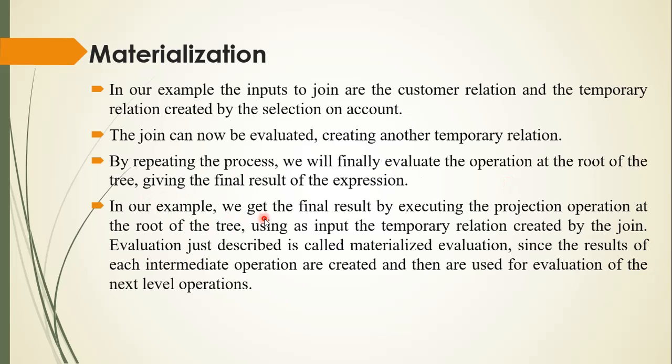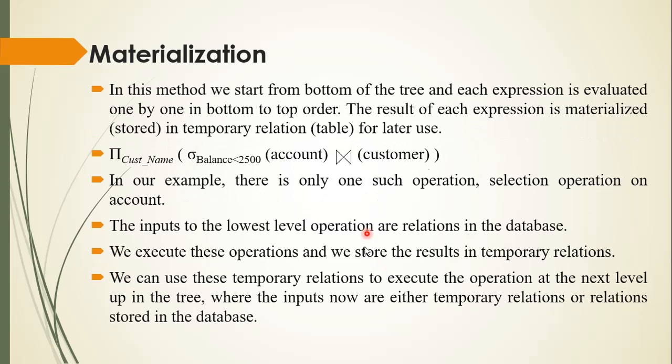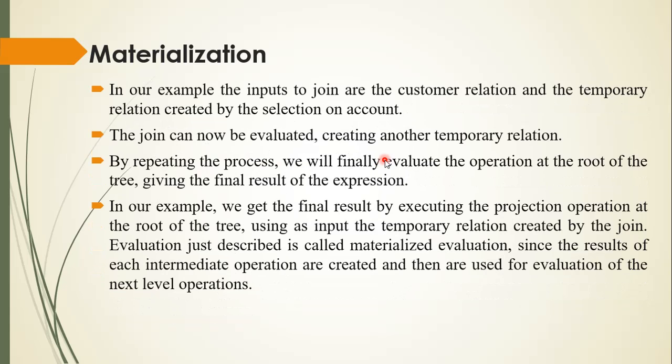In our example, we get the final result by executing the projection operation at the root of the tree, using as input the temporary relation created by the join. So here we perform the join operation. The result of this operation is now combined with customer, and here we have a temporary relation. This is the output of this query.